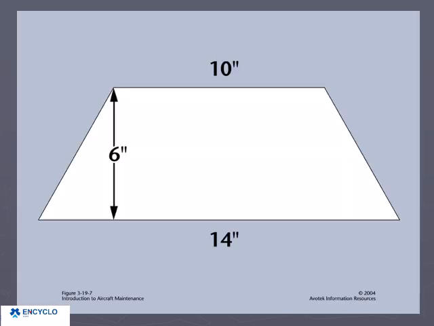This figure is a trapezoid with a top base of 10 inches, a bottom base of 14 inches, and a height of 6 inches. To calculate the area, apply the trapezoid formula, 1/2 the height multiplied by the sum of the 2 bases. That gives us 1/2 times 6 times 10 plus 14, which equals 72 square inches. This formula is essential for determining surface areas in structural layouts and material planning in aircraft maintenance.